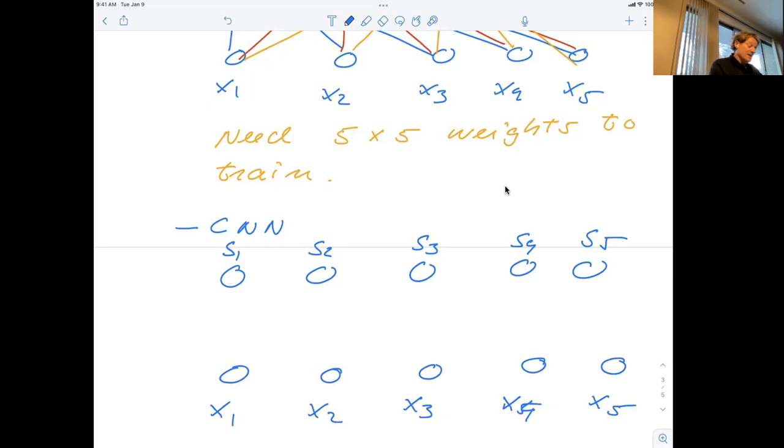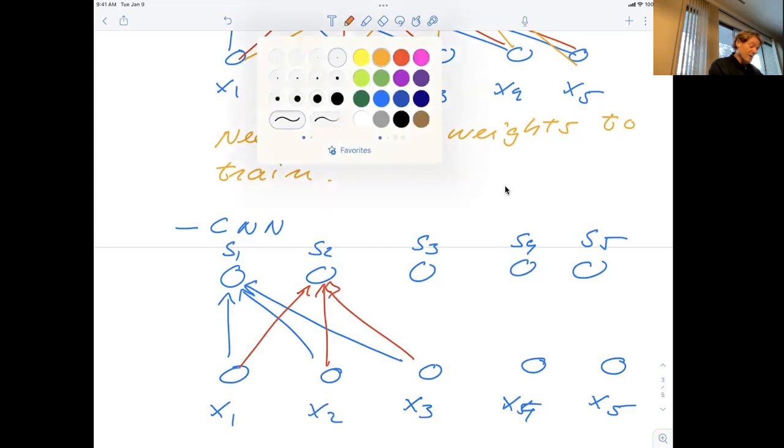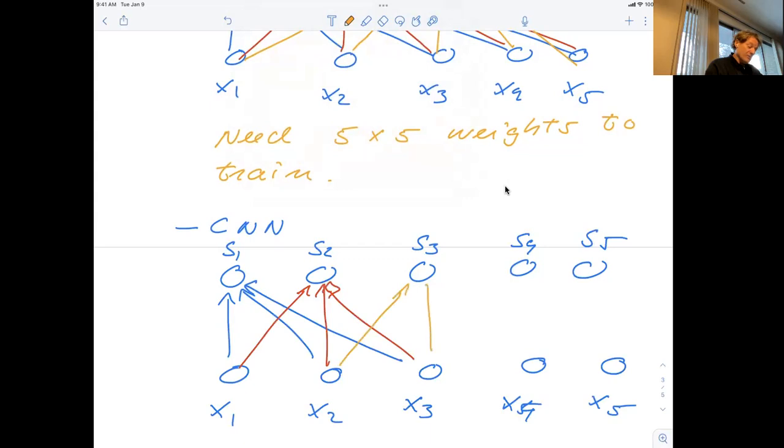So what you could think of now is that only 3 of the input nodes connect to one of the hidden nodes. You could think of X1 connecting to S1, X2, and then X3. Similarly, you could reduce the inputs to S2 to only X1, X2, and X3. So what you could have now is something like this. Then when we move to S3, it gets input only from X2, X3, and X4. If we look at S4, it receives input from X3, X4, and X5.